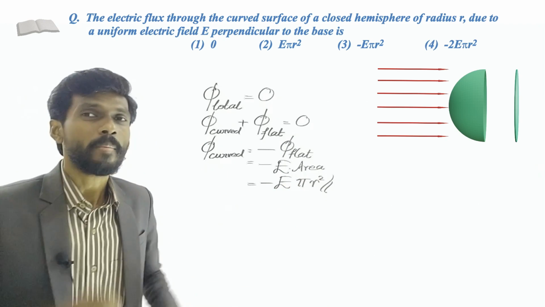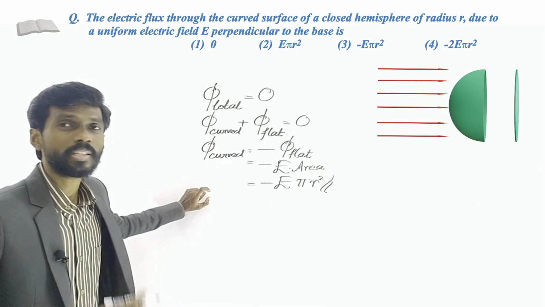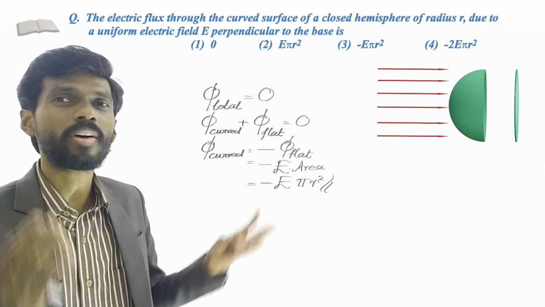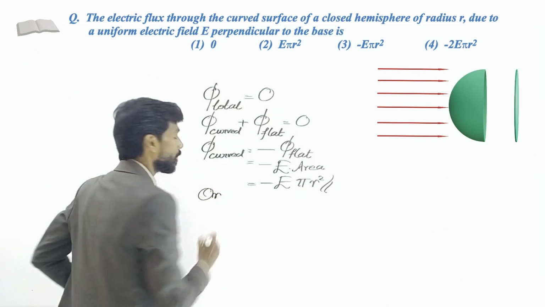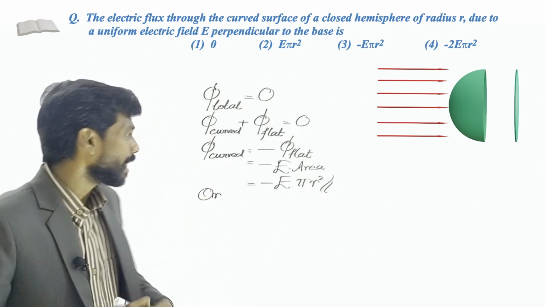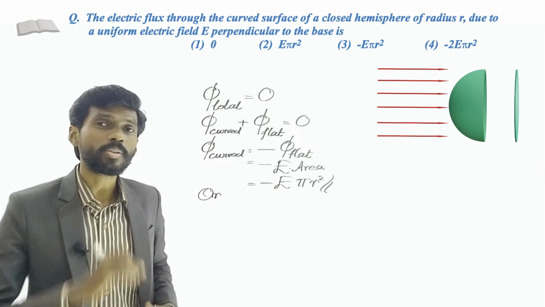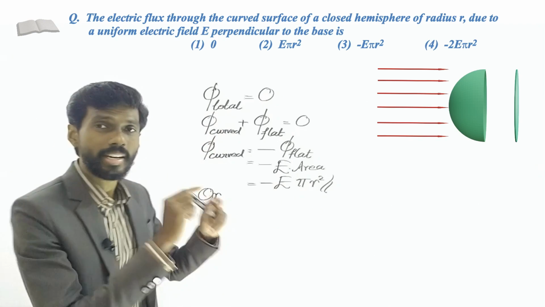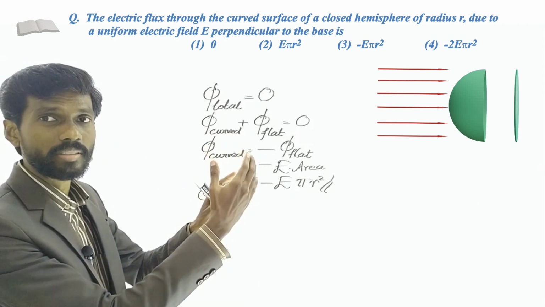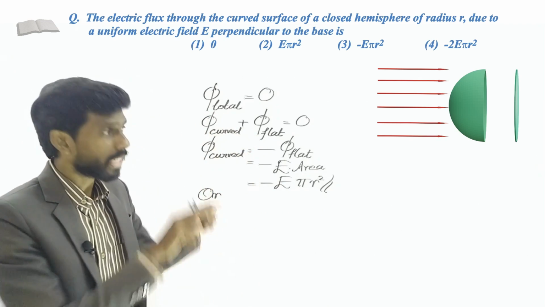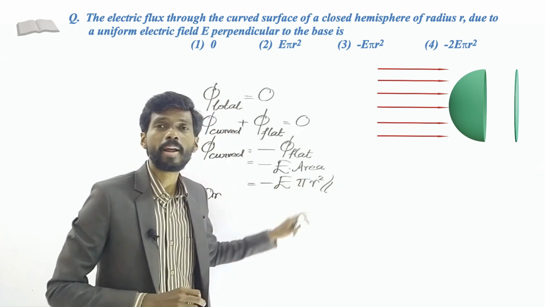Alright, done. But we will also do this question by another method. Though it is a very simple question, the other method may be required later on for other types of questions. We know that the electric flux is simply the electric field multiplied by area, but that is only when the electric field lines are perpendicular to the surface, like in the case of that base surface, the flat surface. There the electric field lines are perpendicular to the surface, so simply electric field multiplied by area, that's all.